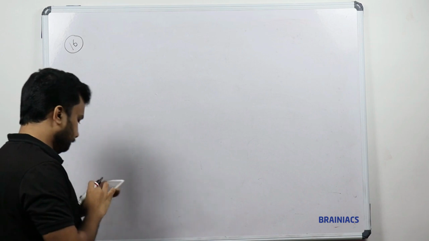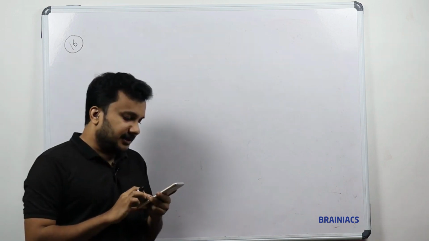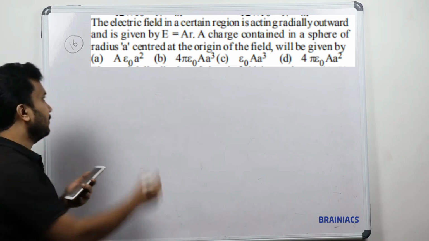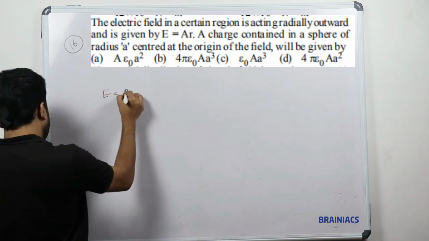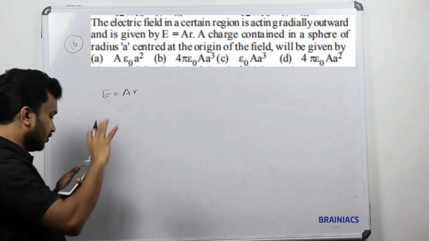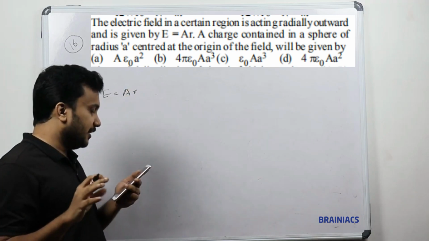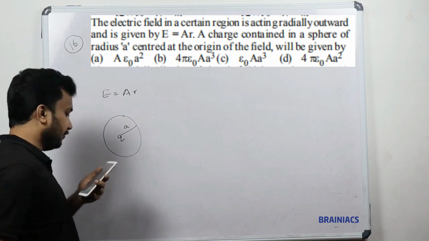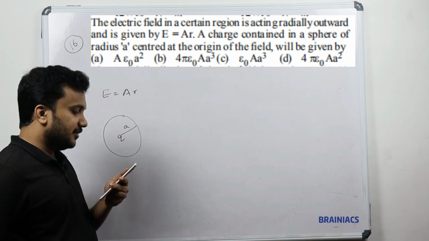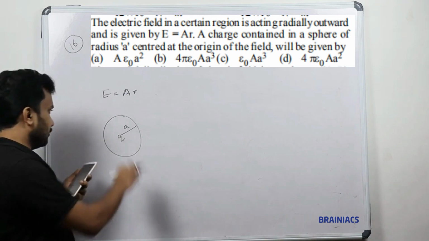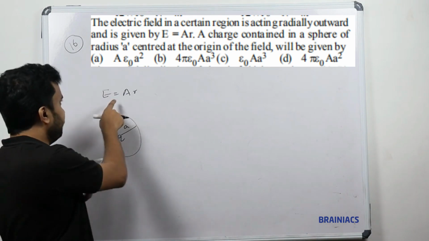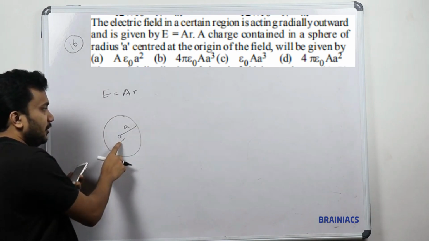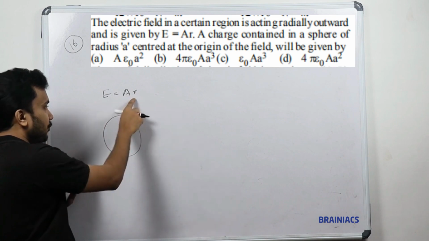Sixteenth question. The electric field in a certain region is acting radially outward and is given by E equals AR. The electric field is given, so whatever is given, we will immediately write. A charge contained in a sphere of radius A centered at the origin of the field. An electric charge is placed at the center of a sphere, which gives an electric field with this formula.